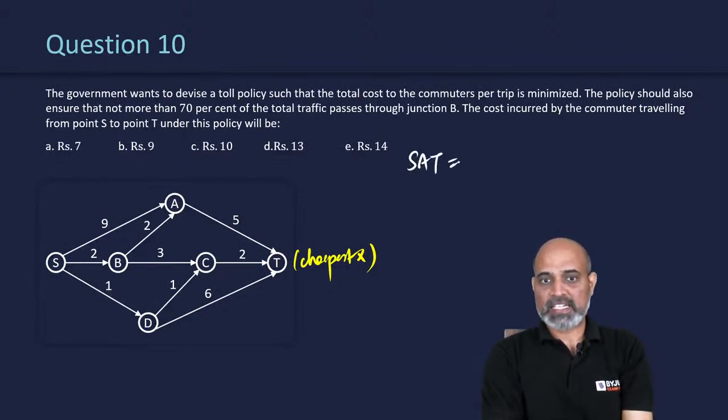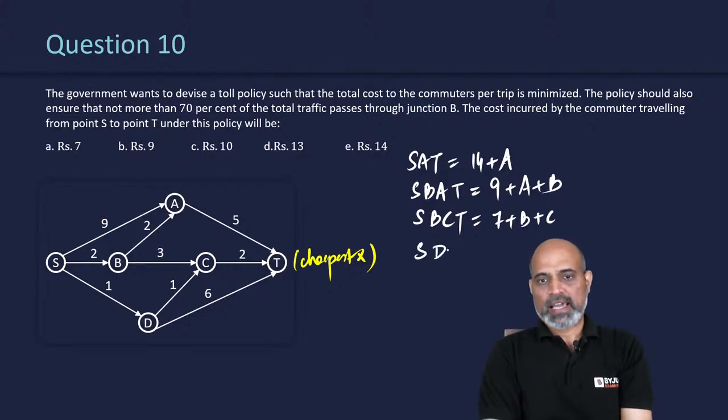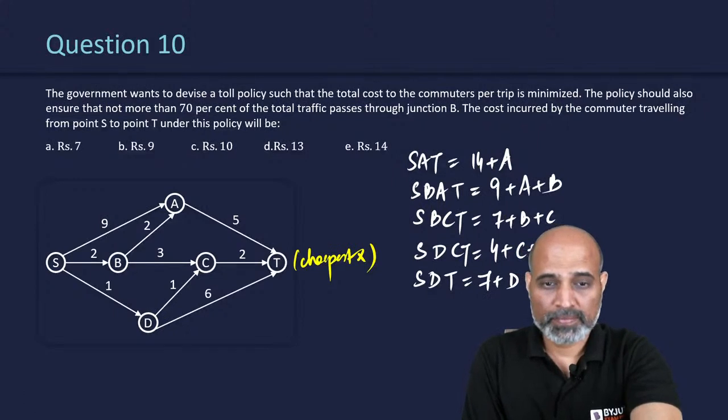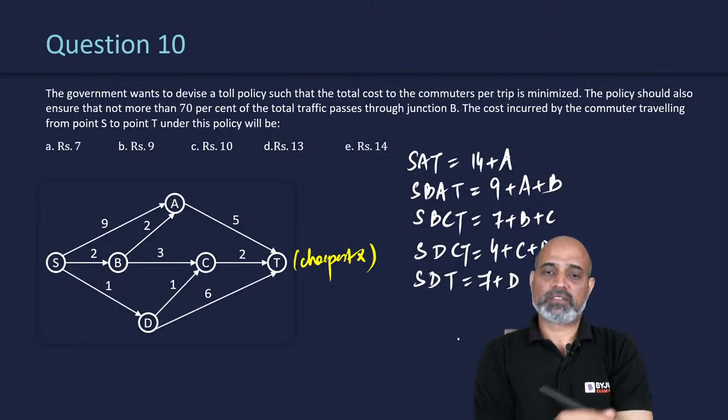So if you look at SAT, this is 14 plus A, as in the cost at toll A. If you look at SBAT, this is going to be 9 plus A plus B. If you look at SBCT, this is going to be 4 plus 3, 7 plus B plus C. If we look at SDCT, this is 2 plus 1 plus 1, 4 plus C plus D. And if we look at SDT, this is going to be 7 plus D. Okay. So we need to minimize this.